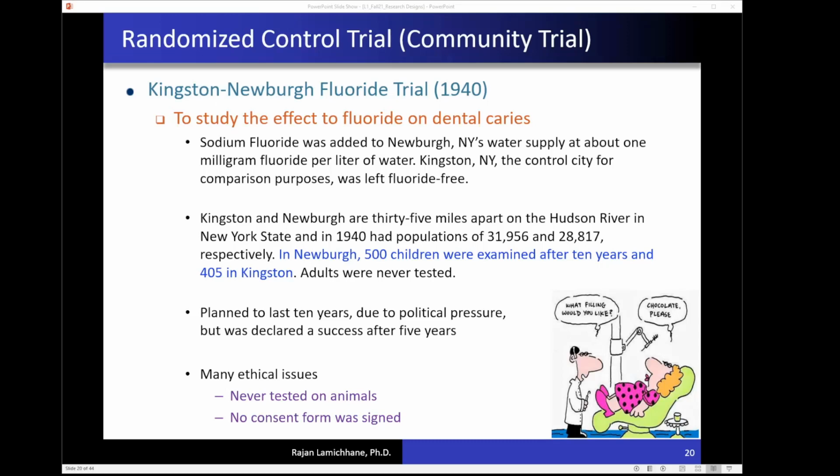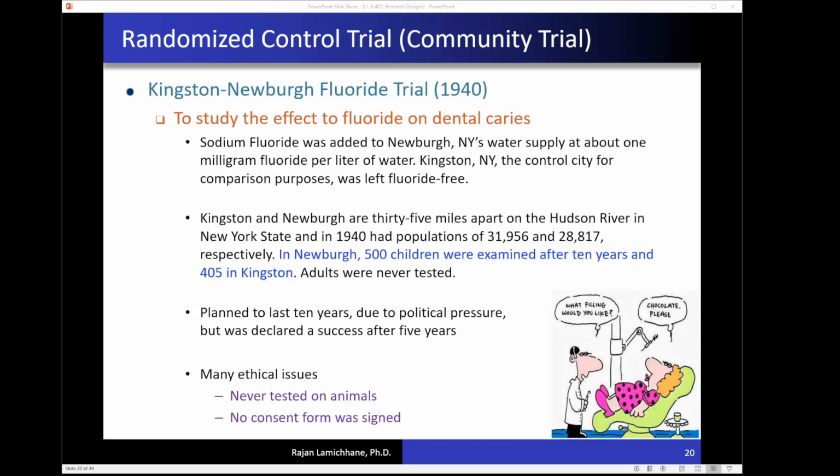Two cities, Kingston and Newburgh in New York, were selected for this trial, and both of these cities were very similar because they were just 35 miles apart, and they were both on the Hudson River. Their water source is from the Hudson River, the same river, and the population was also very similar. Kingston, at that time, had a population around 32,000, and Newburgh had around 29,000.